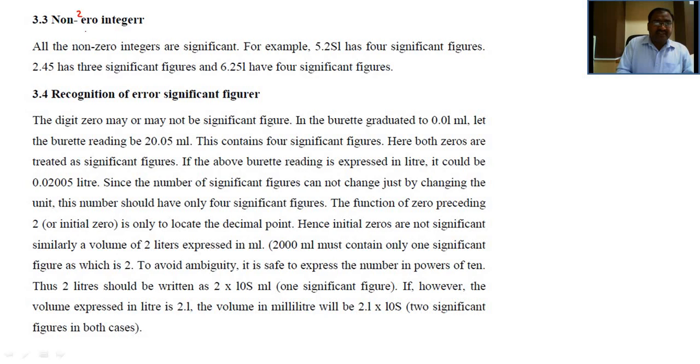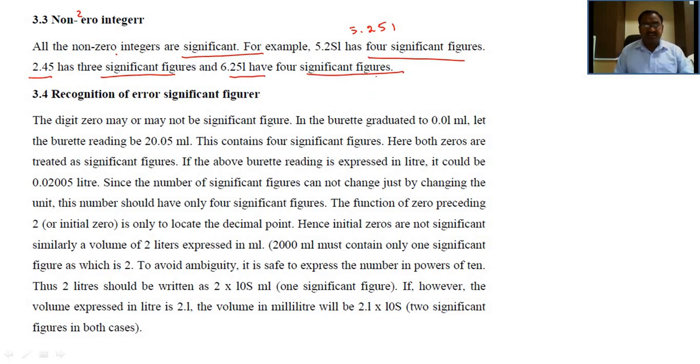Non-zero integers. Non-zero integers are significant. For example, 5.251 has four significant figures, 2.45 has three significant figures, and 6.2511 has five significant figures. Here there is no zero present, hence these are non-zero integers.